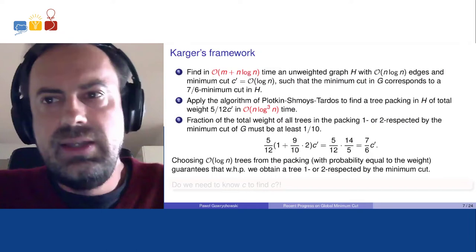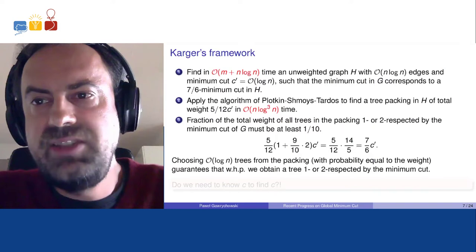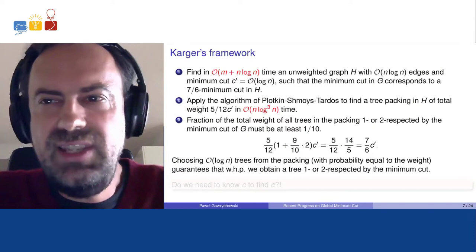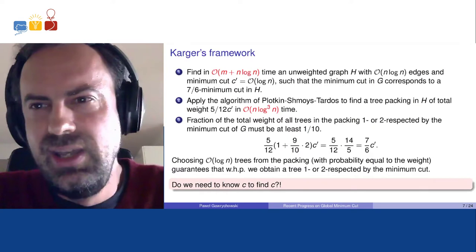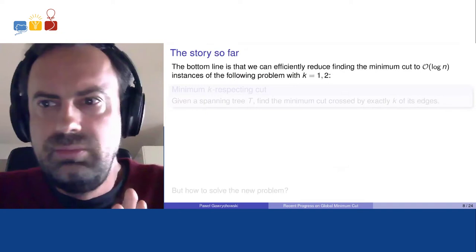Okay, so there are some technical details. In particular, finding this graph H is a bit technical. The high level idea is that when you have a weighted edge, you replace it by a bunch of unweighted edges, and then you do some random sampling that depends on the value of C. So it seems a bit weird at first: to find H, you need to know the value of C. But it's actually okay because you can use some approximations. So the first step of the whole algorithm is to approximate the value of C, and there were some known algorithms for doing that.